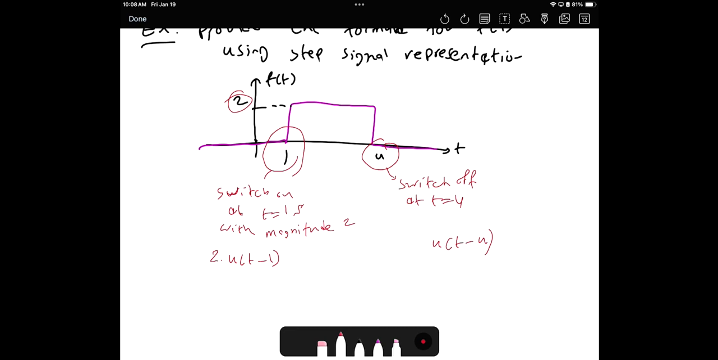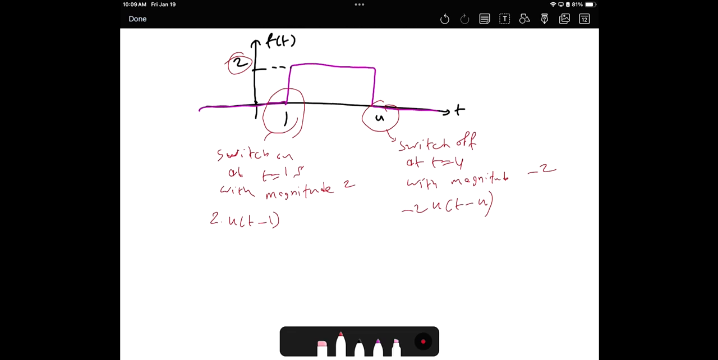If I make it 2, this will be 2 plus 2, 4. Negative 2. Negative 2, exactly. So with magnitude negative 2, to cancel the effect of the other one. Then the overall will be f of t equals 2 u of t minus 1 minus 2 u of t minus 4. That's it.